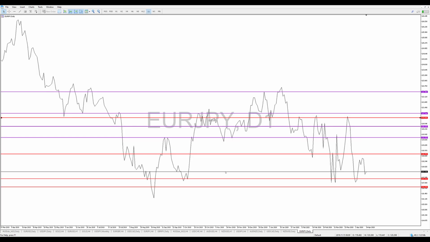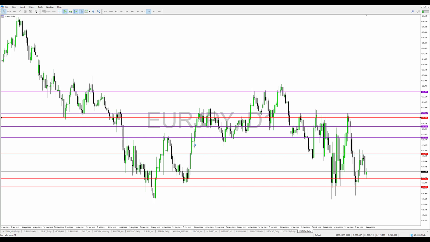Now that you have marked these key price levels on your weekly chart, switch to a daily chart. Once we switch to a daily chart, I'm going to switch to a candlestick chart type. Now you can clearly see how price respects my purple line and red line. The purple line represents resistance, the red line represents support. You can clearly see here price found support. It couldn't break the red line, meaning it found support and the market turned to the upside.